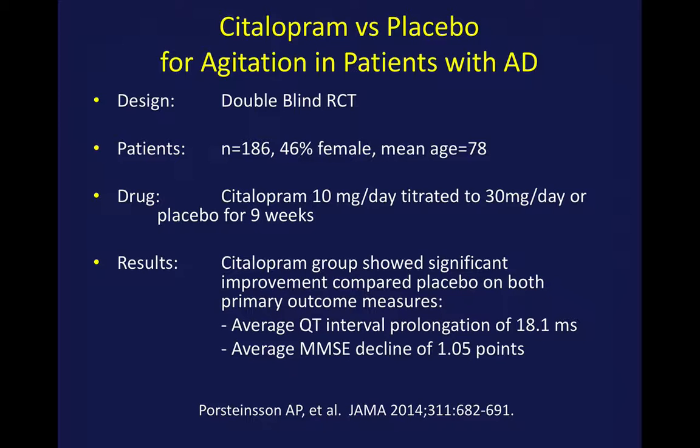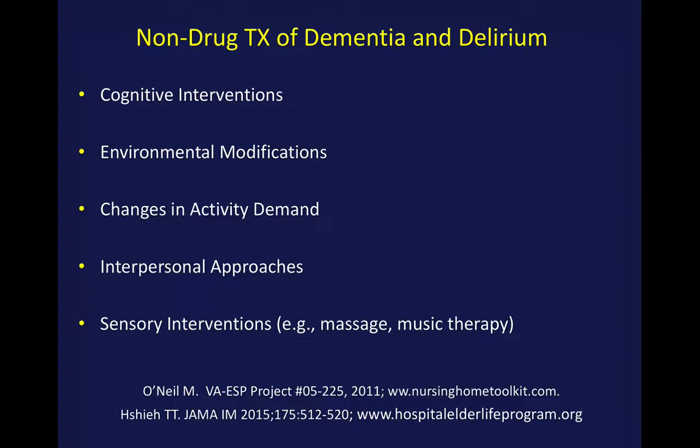The other thing is, when we're treating agitation, maybe using things such as SSRIs, but we also have to be careful there too. Drugs like citalopram are good for agitation. However, we have to be careful that when we go above 40 milligrams, it can prolong the QT interval.